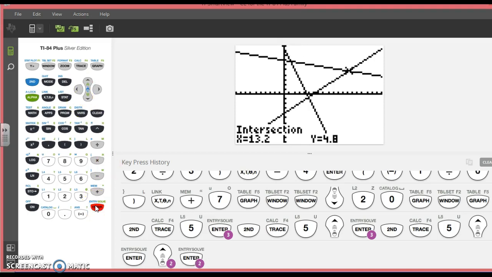Enter. There's my 3rd point of intersection. So, my 3rd point of intersection is 13.2, comma, 4.8. So, you need to use your arrow to select a different line before you hit enter. I want you guys right now to try this on your calculator.